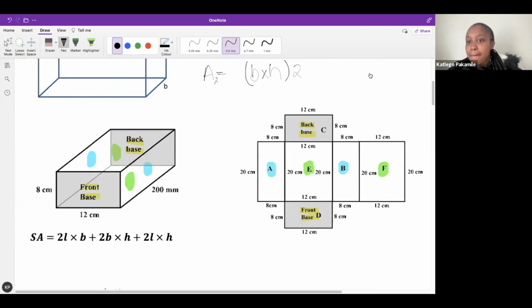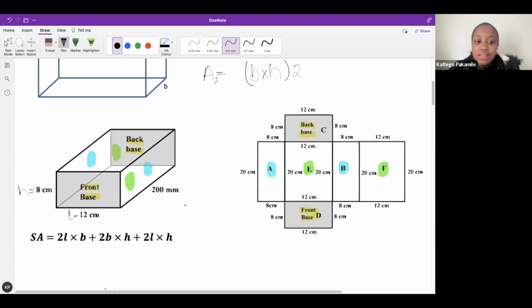Which one is our length here? Hello? See, we're not concentrating. Which one is our length, guys? It's the 12. Okay? All right. Which one's our height? Our height is the 8 centimeters.